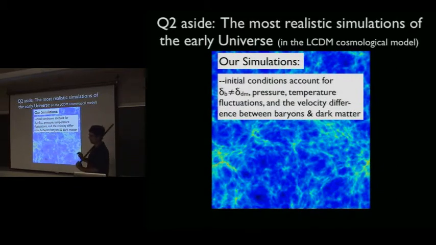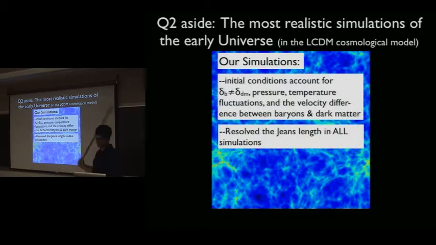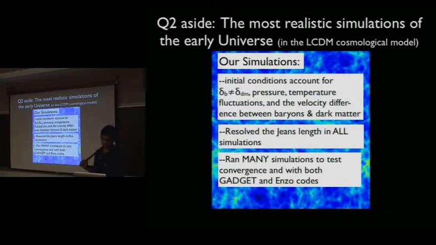There have been only a few studies of this, but before, they've just been taking normal transfer functions and just kicking the baryons, which is bad, because that will disrupt some of your potential wells in a more violent manner than they should be disrupted. Okay, and then in all of our simulations, we resolve halos routinely with a lot of elements, tens of thousands of elements. And we ran many simulations to test convergence, and we also ran Gnedin and Enzo simulations to make sure that the simulations agree. These are just two cosmological codes compared with each other.